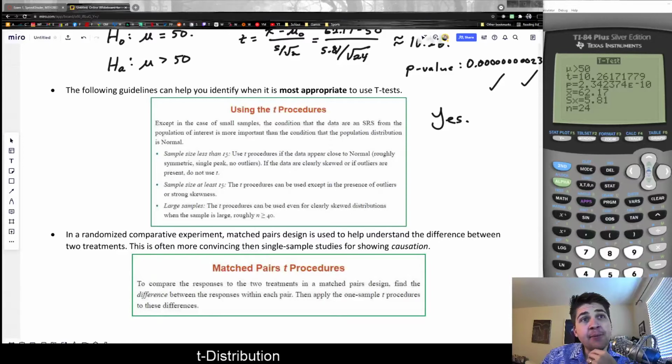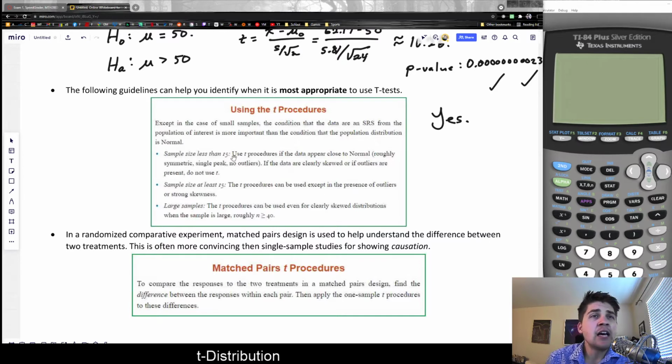I just wanted to talk a little bit about when it is appropriate to use a t-test, and also some of the drawbacks. If we look at the chart from the book, it says, except in the case of small samples, the condition that the data are an SRS from the population is more important than the population distribution being normal.